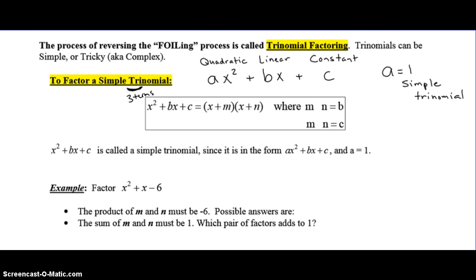So again, in order to factor a simple trinomial, which means taking it from what used to be the answer that was simplified into factored form, you have to look for two numbers that multiply to give you the c value and add to give you the b value. Those will give you the two values that go in the brackets, m and n. So m plus n equals b, m times n equals c.